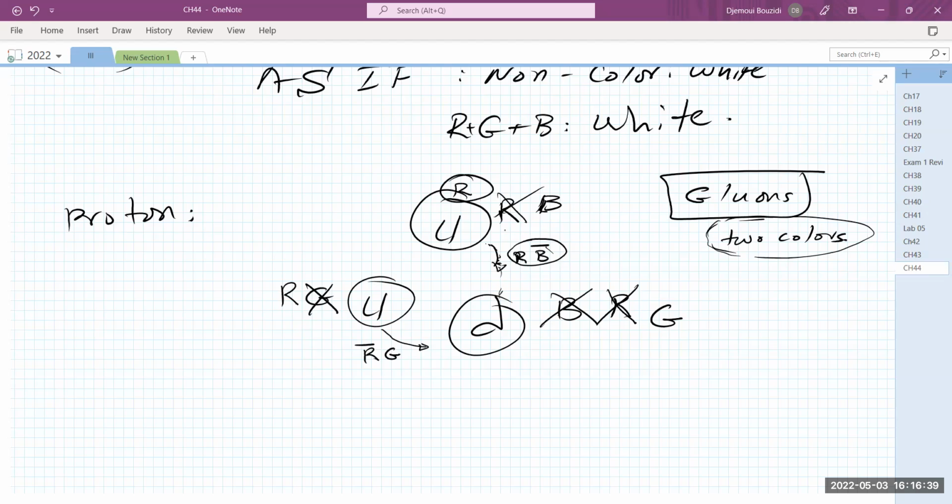Does this make sense? Yes. This exchange of colors is happening. Does it make sense to you guys? Yep.